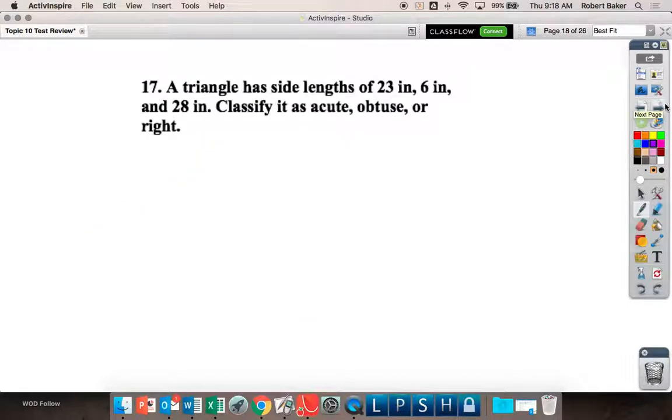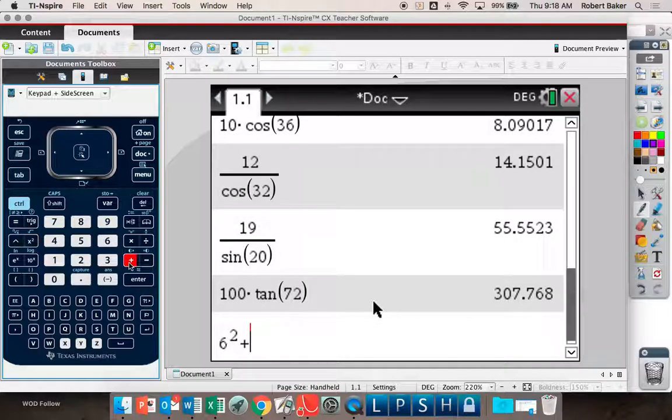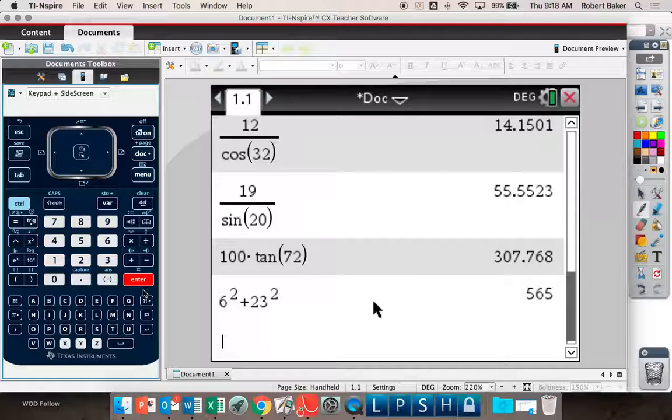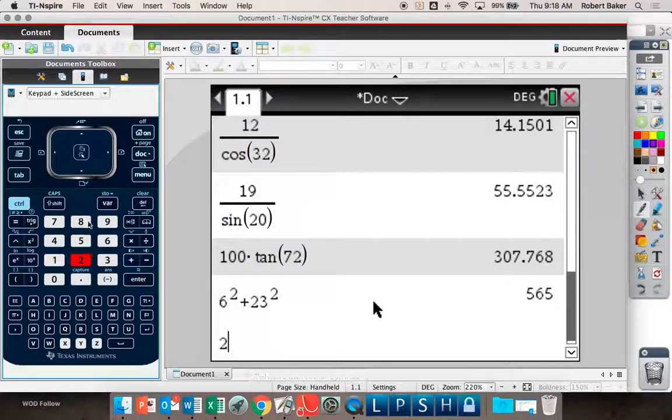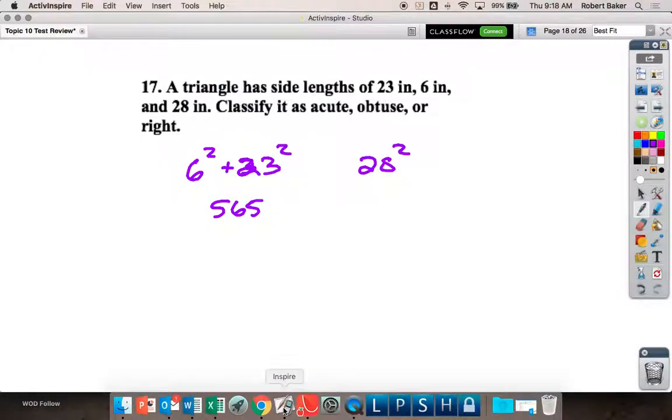A triangle has side lengths of 23, 6, and 28. Is it acute, obtuse, or right? So we go to the top of our blue paper and we look. A squared plus B squared, how does that relate to C squared? 6 squared and 23 squared is 565. 28 squared, 784. Which one's bigger? C is bigger. So when C is bigger, what does that mean? It's an obtuse triangle.